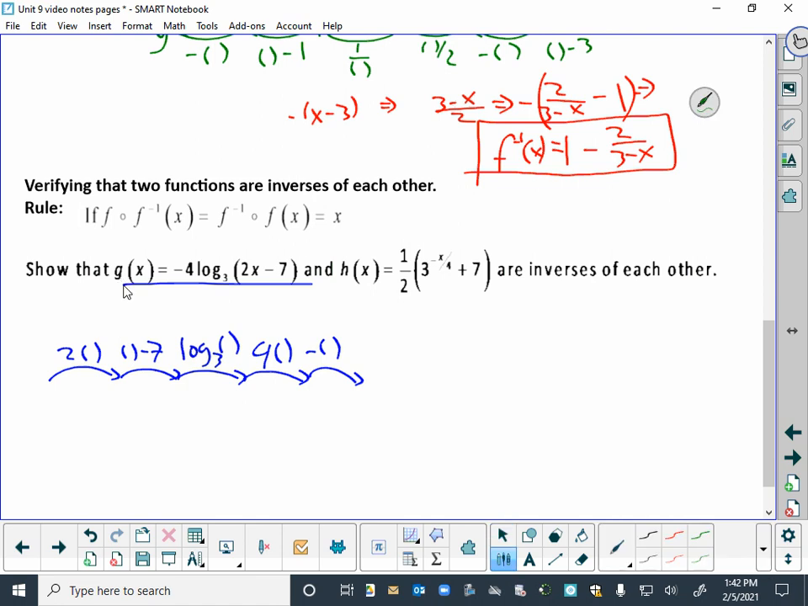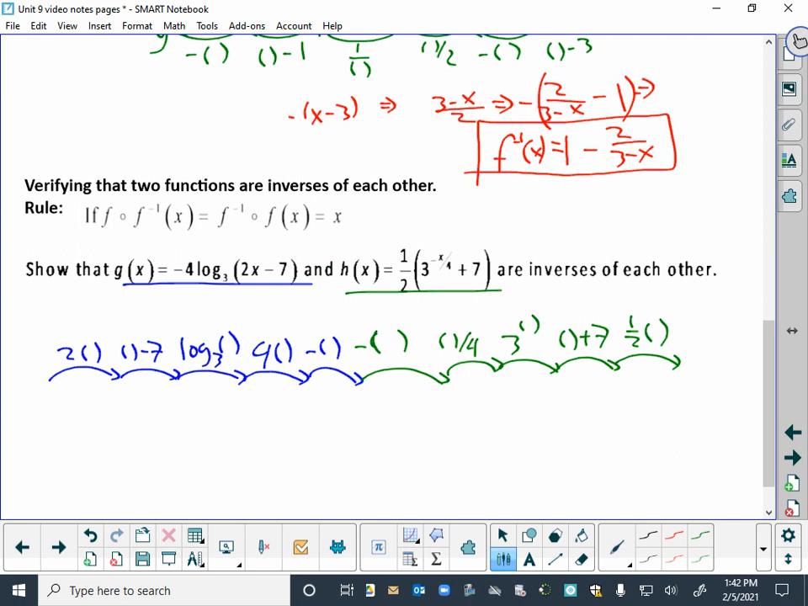And it's composition, so the next one is getting tacked right onto the end. The first thing that happens to that x, it looks like, is a sign change. And then a divide by 4. And then a 3 to the power. And then an add 7 and multiply by 1/2. Well, let's see what happens if we stick an x in the beginning.